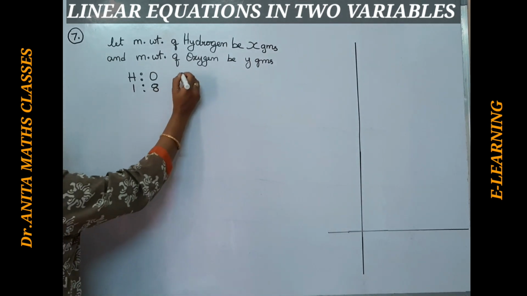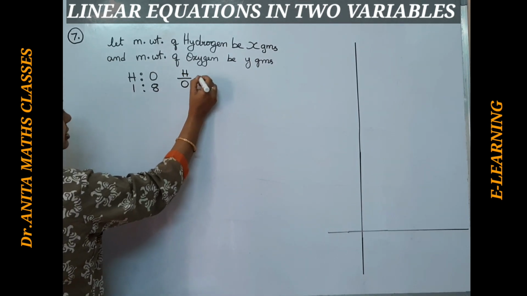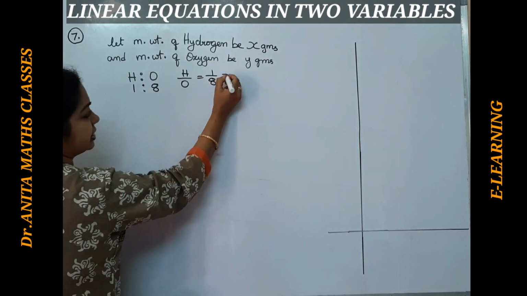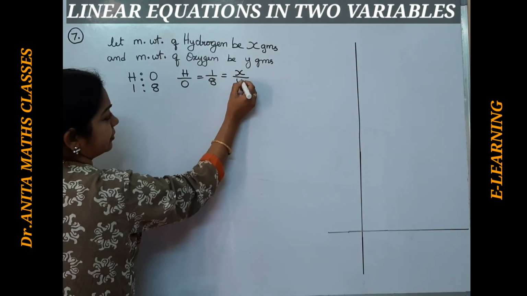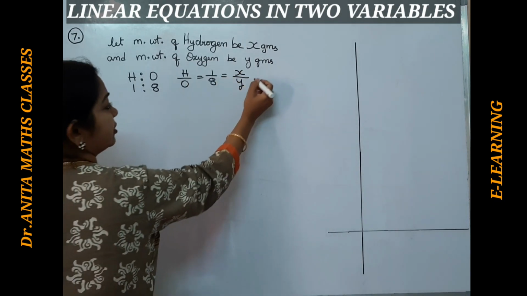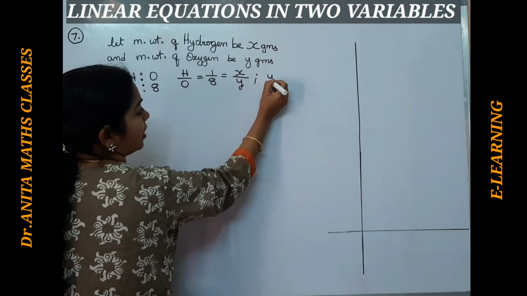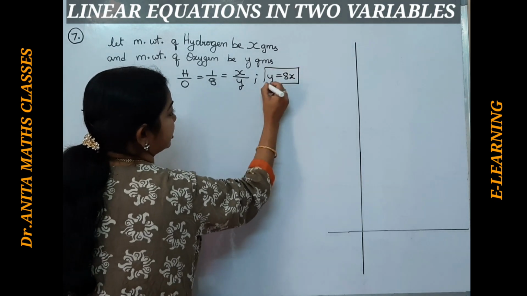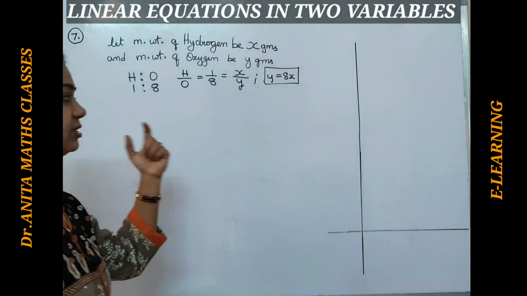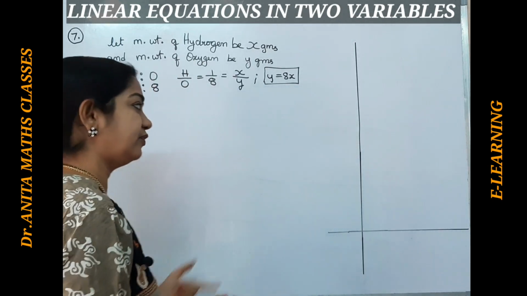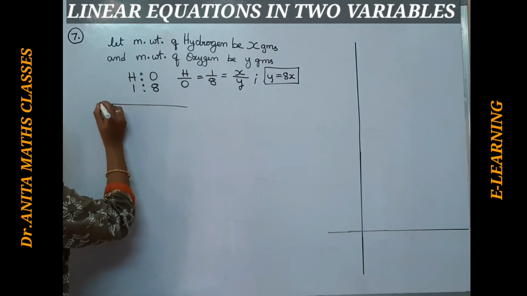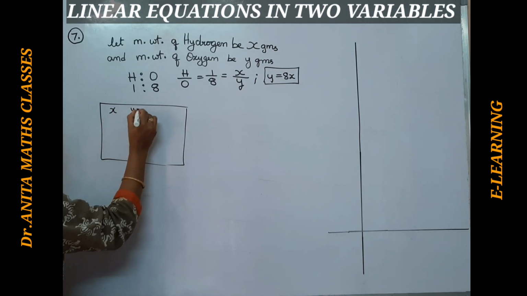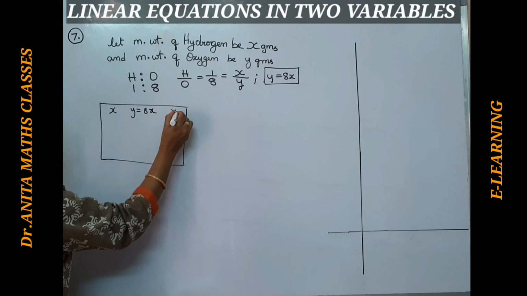So I am supposing hydrogen as x and oxygen as y. Taking it like this, hydrogen by oxygen is 1/8. Now this hydrogen we are supposing as x and oxygen is y, so x by y is 1/8. From this, as in the hint also, cross multiplying, y is equal to 8x. So this is the linear equation. For this linear equation, we need to plot the graph. Before plotting the graph, we will draw the tabular column: y equal to 8x, and x comma y.